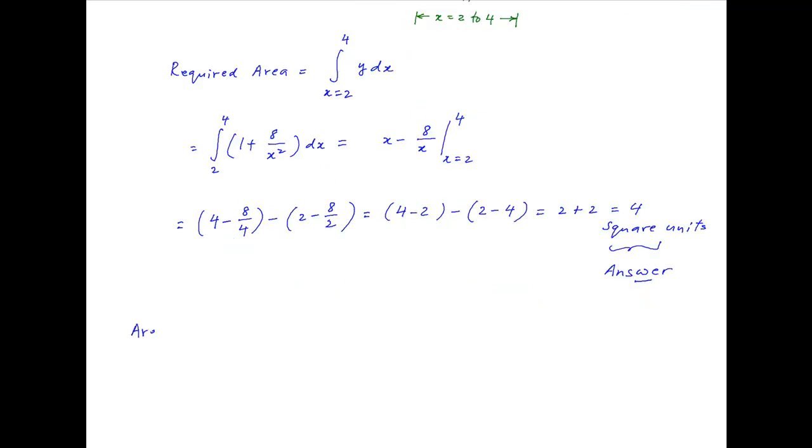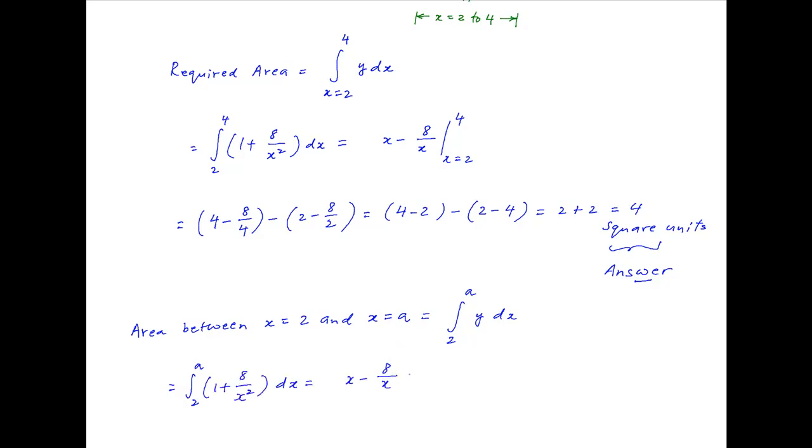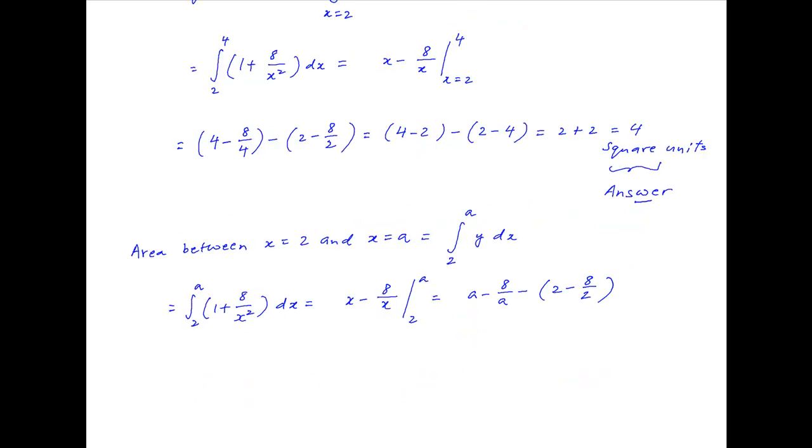Now the second part of the problem involves finding the area under the curve between x is equal to 2 and x is equal to a, where a is a number between 2 and 4. This area is equal to integral 2 to a y dx. Putting in the value of y is equal to integral 2 to a 1 plus 8 upon x square dx. This is equal to x minus 8 upon x, with the limits being 2 to a. This is equal to a minus 8 upon a minus in brackets 2 minus 8 upon 2, which is equal to a minus 8 upon a plus 2.